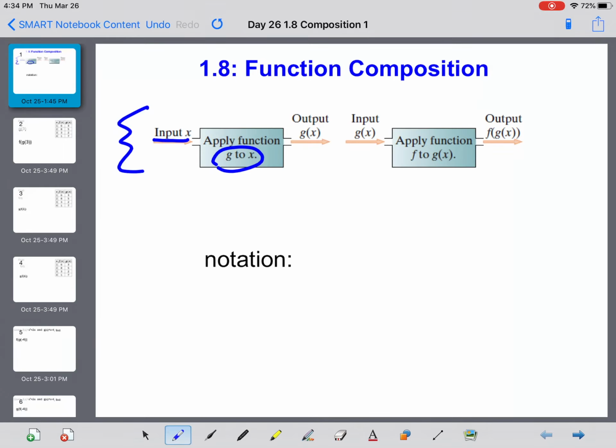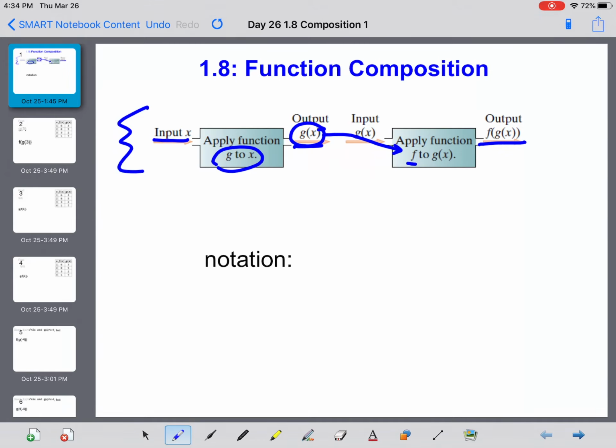Okay, so whatever that operation is or whatever that rule is, you apply it and your output then would be g of x. Now you're just going to do that again. You're going to take whatever that output is and that's going to become your new input, and that is going to go into function f and do whatever function f says to do, and then your output is going to be f of g of x.